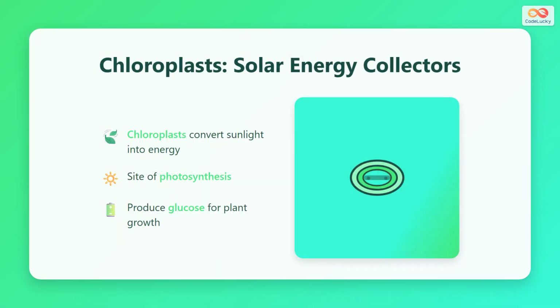Chloroplasts are the solar energy collectors of plant cells. These specialized organelles convert sunlight into chemical energy through the process of photosynthesis. Chloroplasts are the site where photosynthesis occurs, capturing light energy and using it to transform carbon dioxide and water into glucose. This glucose serves as the primary energy source for plant growth, reproduction, and all metabolic activities.